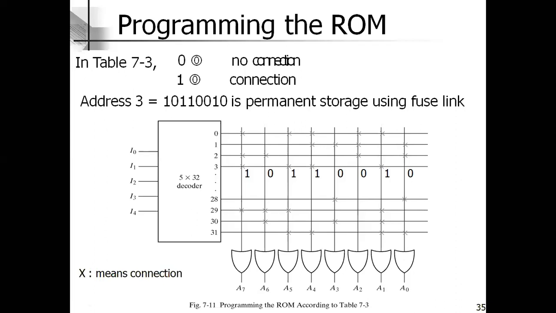What you need to know is that a 32 by 8 ROM has how many inputs? 32 inputs. How many outputs? 8 outputs. To construct the 32, we need an internal decoder. What type of decoder is needed? A k by 2 power k decoder, that is 5 by 2 power 5. Here these 32 outputs are connected as inputs, and you have to take some value and draw those fuse links. If it is 1, it will be connected; if it is 0, it will not be connected.